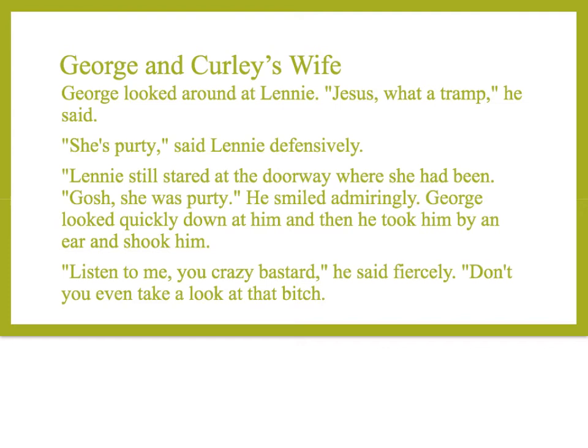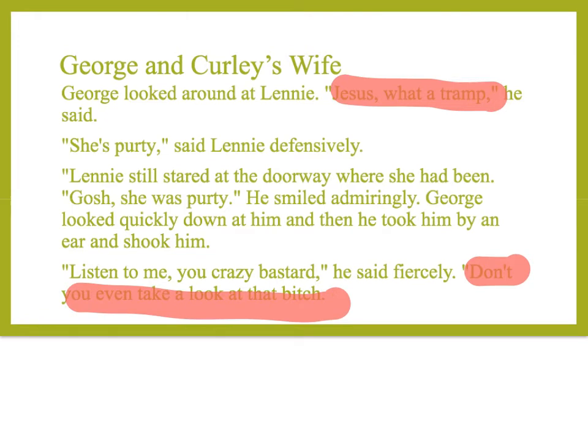Oh my gosh, isn't that language crazy? Anyway, so what does this tell us about George? Well, first of all, we need to pick out things that we can link to a particular technique. So let's look at George's dialogue. Jesus, what a tramp. Don't even take a look at that bitch. And again, repetition of you crazy bastard. So George repeats that phrase several times in relation to Lennie. And he does it when he's frustrated with Lennie and he senses that there is danger. And he understands that Curly's wife represents danger.